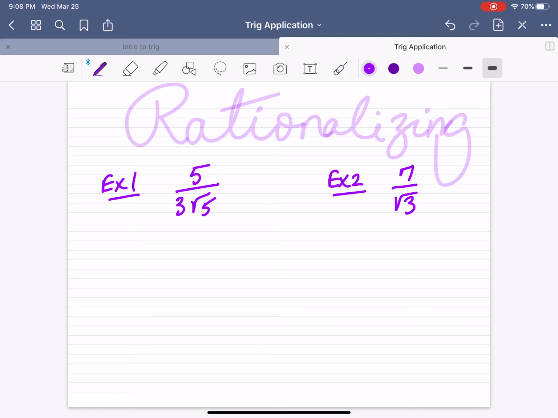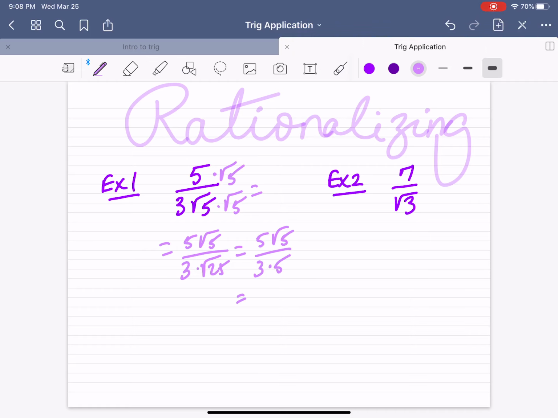Okay, before we get to example 3 and 4, let's practice rationalizing even more. So example 1, to rationalize this, you multiply both numerator and denominator by square root of 5. And you simplify. So the numerator, 5 times root 5, you bring it down. The denominator, bring the 3 down. Square root of 5 times square root of 5 is square root of 25. The only thing I can see that we can simplify here is the perfect square.